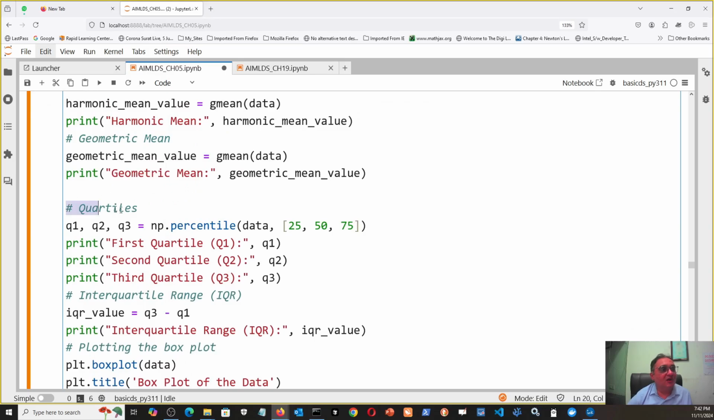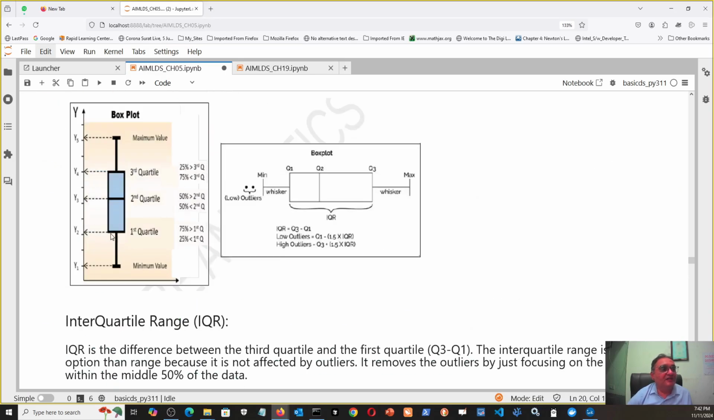Now how to find its quartiles? I told you what quartiles are. The first quartile means 25% of observations are less than that. The second quartile is actually the median point, where 50% of observations are less than that. And the third quartile is the point where 75% of observations are less than that.